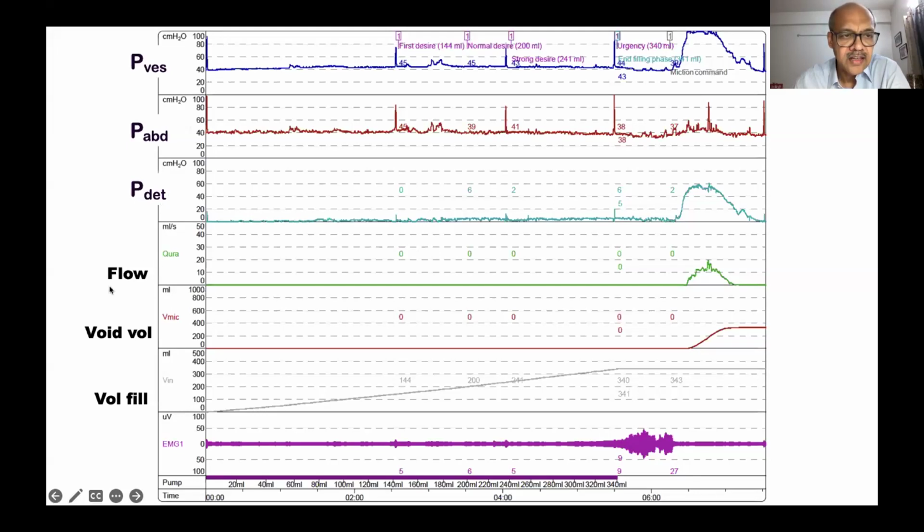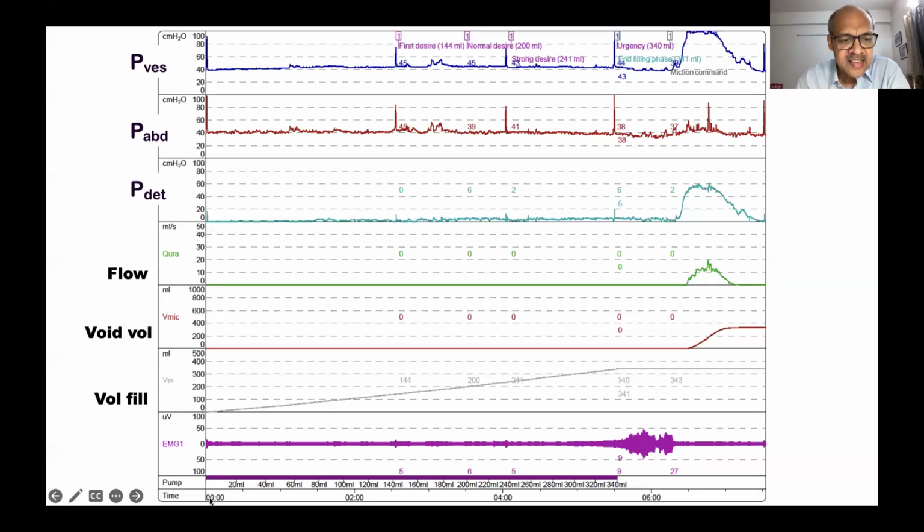The next line that you see here is the flow. This tells us what urine has been passed or leaked, as the case might be. This next line is void volume, which tells us how much urine has been passed or leaked. Volume filled is the amount that has been infused. And this is the EMG line, which you may or may not find in many of my tracings, because these days I rely less and less on the EMG.